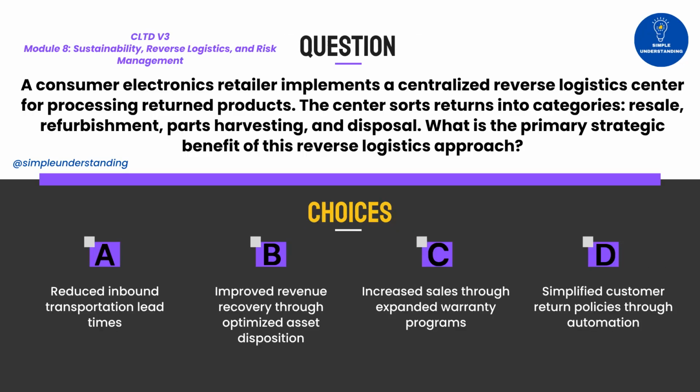Question 2. A consumer electronics retailer implements a centralized reverse logistics center for processing returned products. The center sorts returns into categories: resale, refurbishment, parts harvesting, and disposal. What is the primary strategic benefit of this reverse logistics approach? A. Reduced inbound transportation lead times. B. Improved revenue recovery through optimized asset disposition. C. Increased sales through expanded warranty programs. D. Simplified customer return policies through automation.